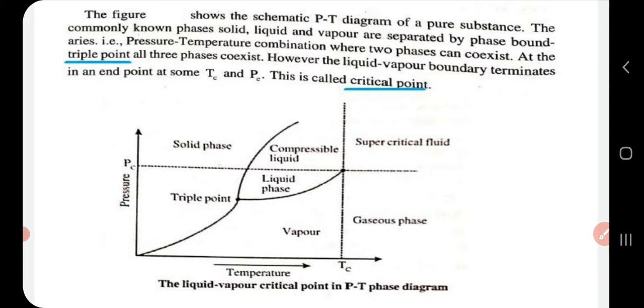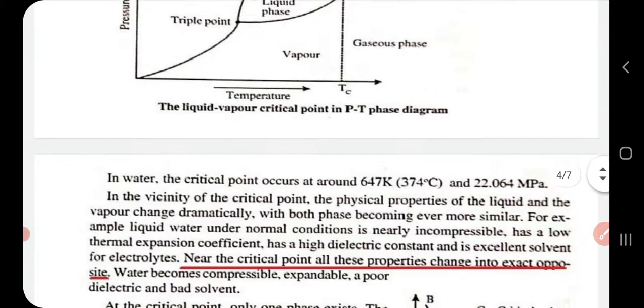However, liquid vapor boundaries will terminate, or it will end in the end point at a particular value of critical temperature and critical pressure. This is called critical point. That is another definition. Critical point is that point of critical temperature and critical pressure at which liquid vapor boundary terminates or liquid vapor boundary ends. Okay, so you have got the definitions for critical point and triple point and examples.